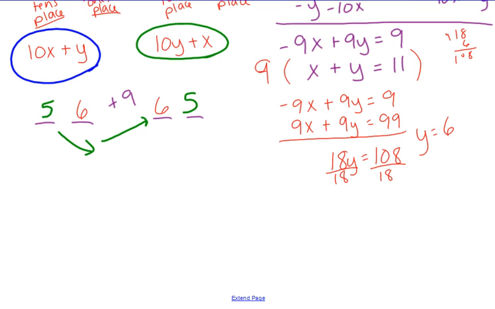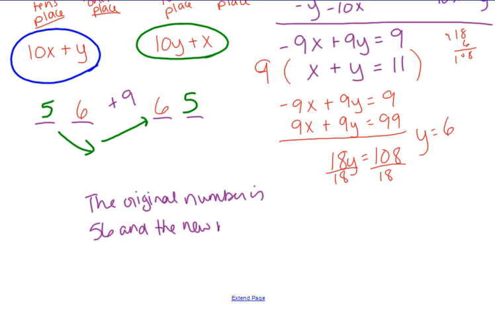get myself some room here. The original number is 56, and the new number is 65. And that's it.